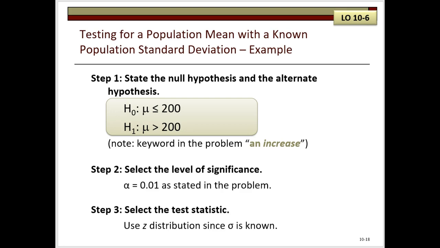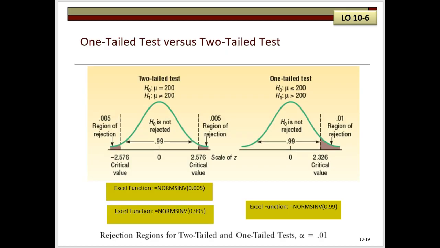In setting up the hypothesis, the key word in the problem is the word increase, which suggests that we want to test whether the average is greater than 200. This is the alternate hypothesis. The null hypothesis will then say mu is less than or equal to 200. The significance level was stated as 0.01, and since the population standard deviation is known, the appropriate test statistic to use is the z distribution. We show in the next slide how the significance level of 0.01 is converted into a critical value.